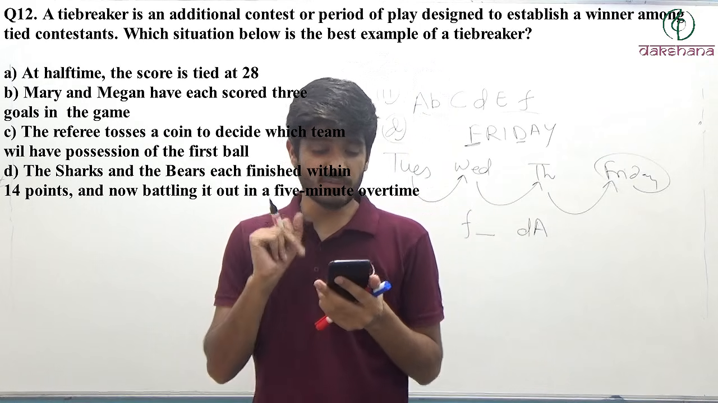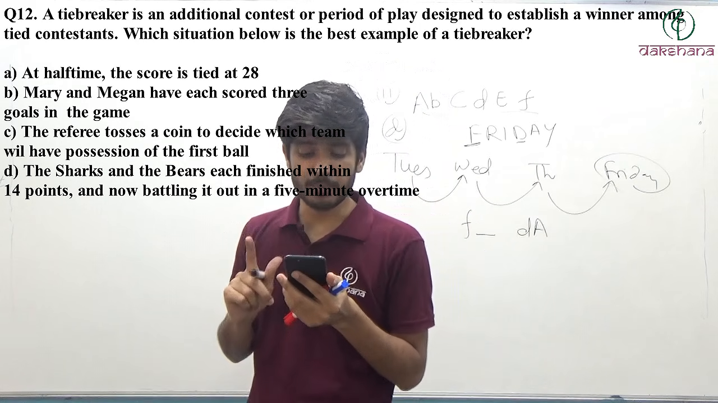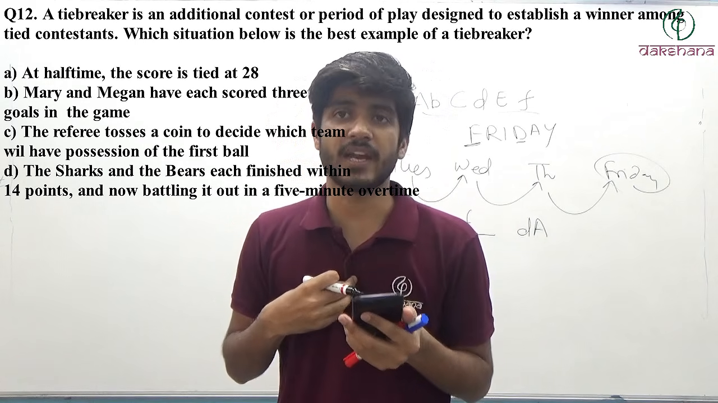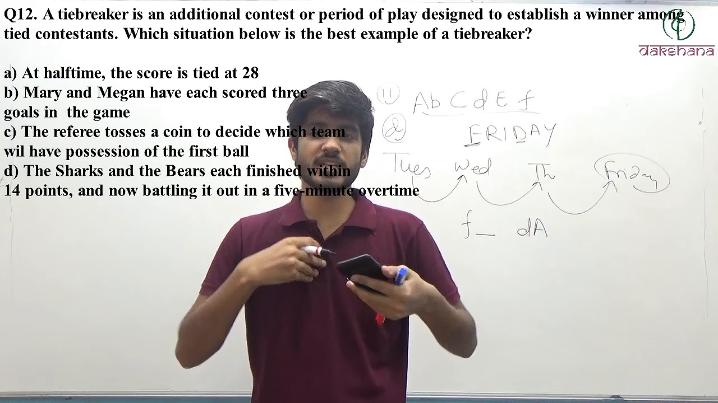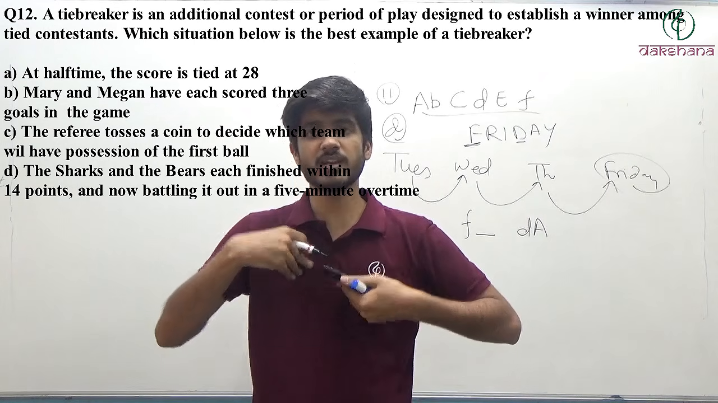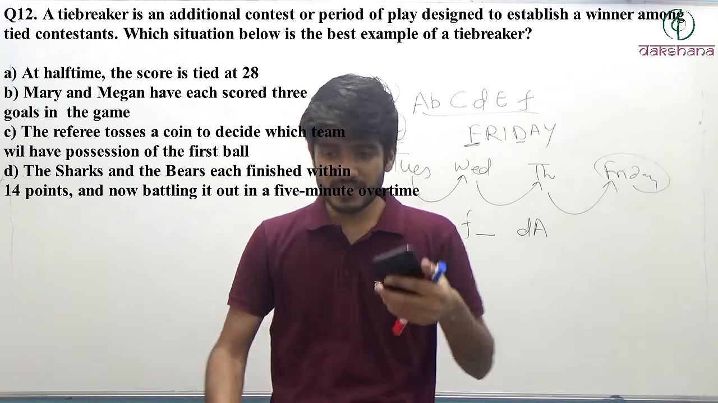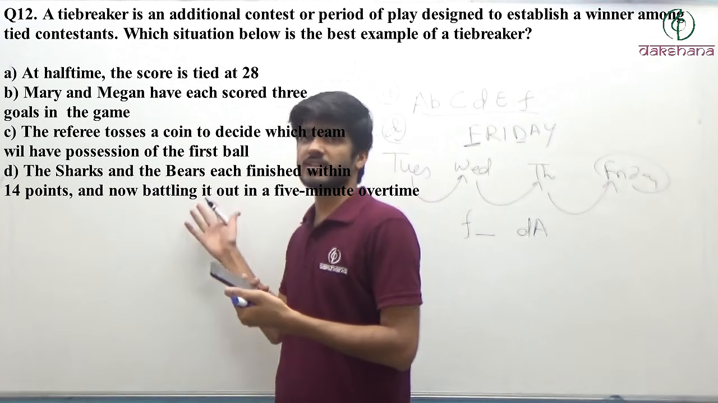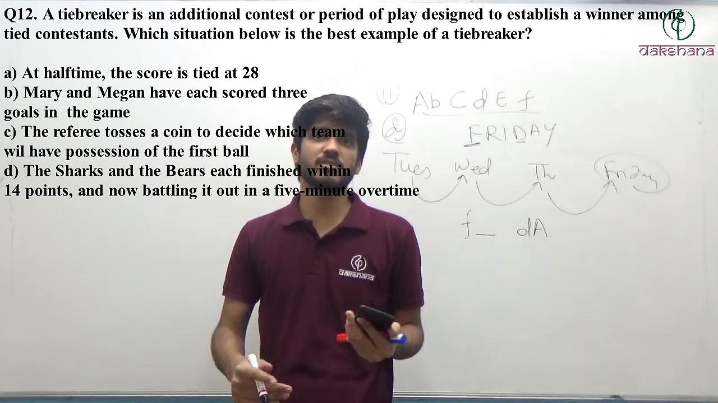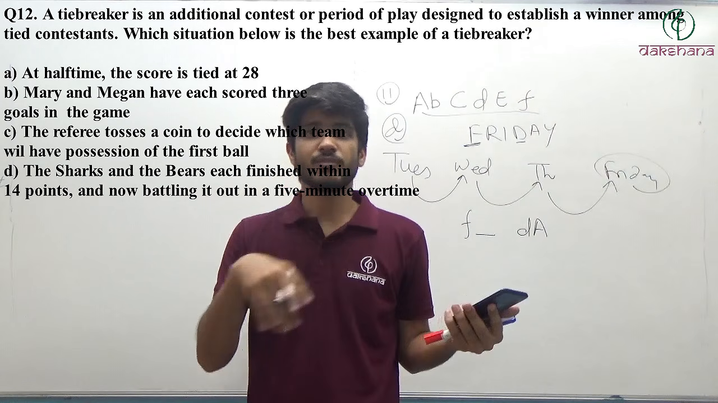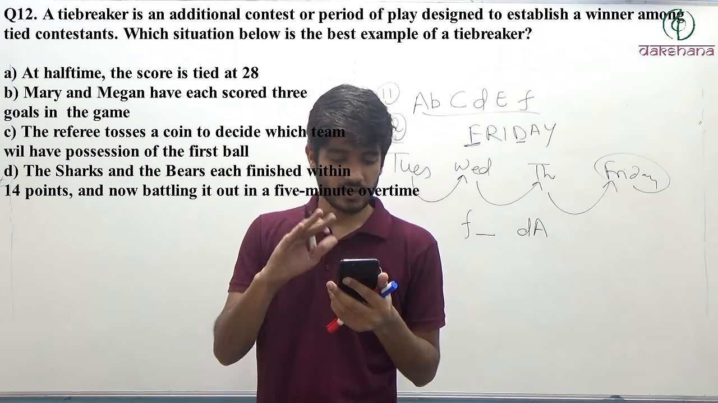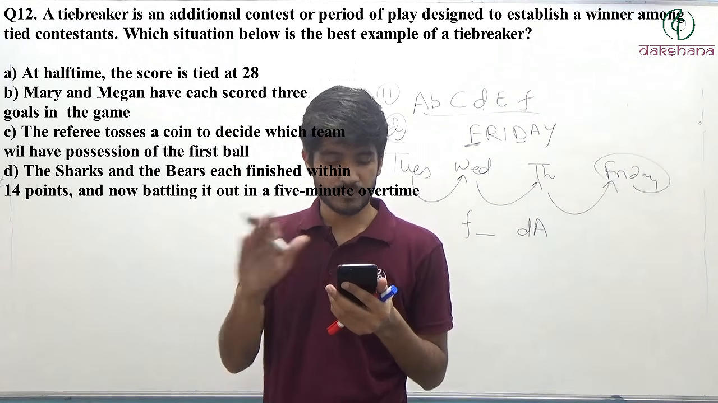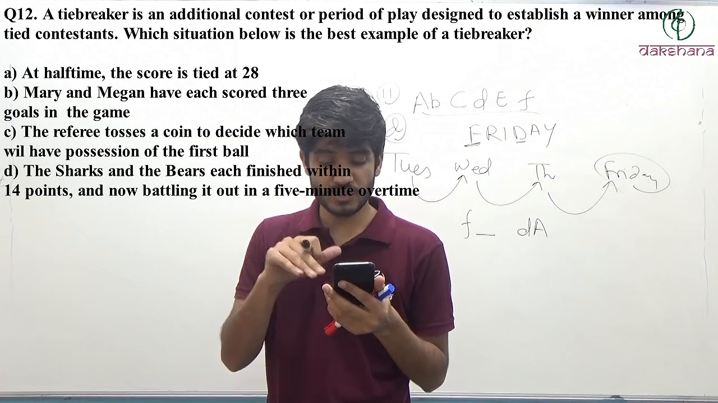So if you look at option number 1, it says at half time my score is tied at 28. See, it's just the half time. Your score is 28, the opposite team has scored 28, but it's just the half time. Maybe you will have the result by the end time. So it's not that you have played for the full time. That's not the condition of the tiebreaker. That match still has to go. So that's not the right situation.